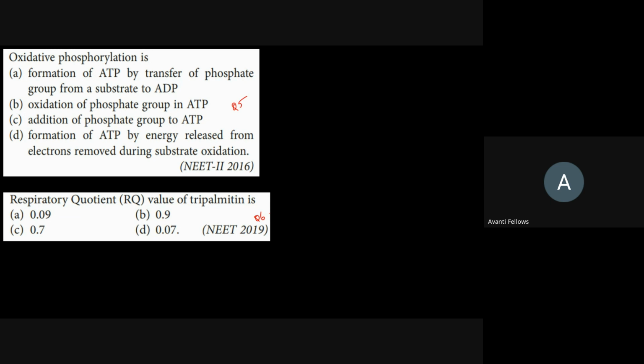Today we have finished our respiration in plants chapter. In the next class, we will start with our next chapter. This one is your photosynthesis in higher plants.